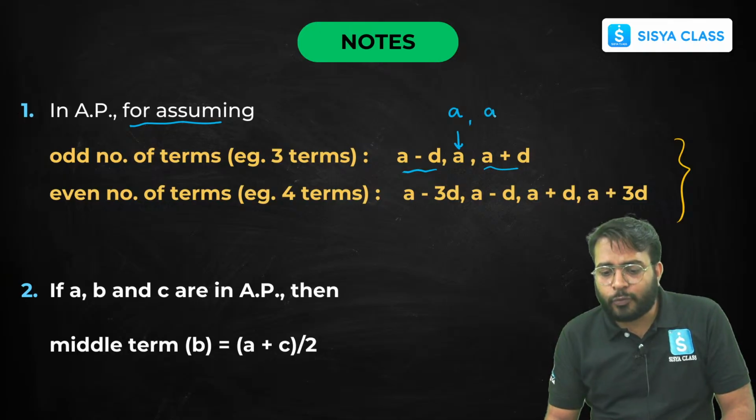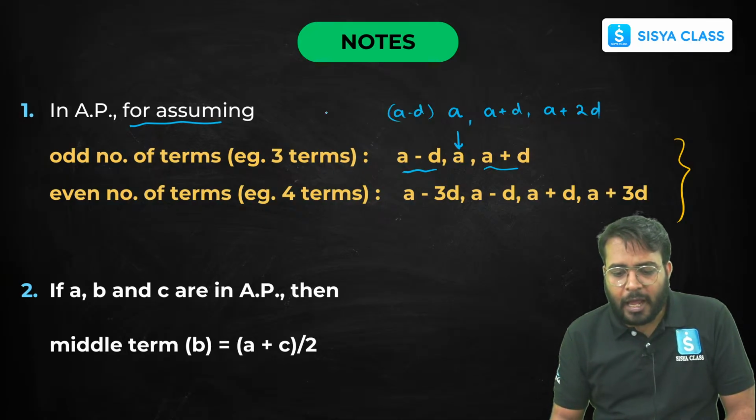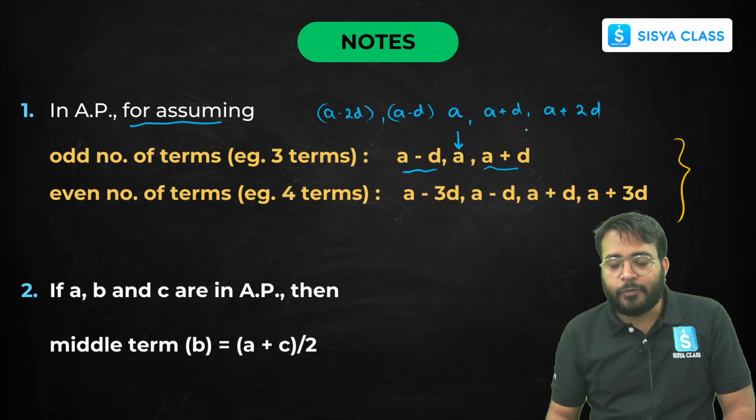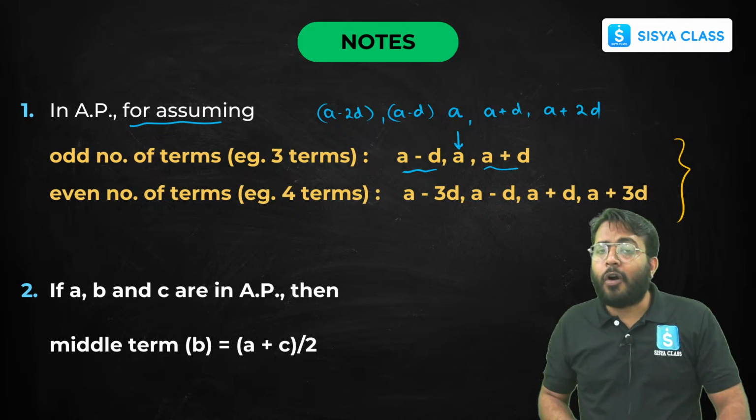Okay, fine. Next, what you will have? You will have a plus d, and then you will have a plus 2d. Yes or no? And here you will have a minus d, and you will have a minus 2d. Yes or no? So these are going to be your 5 terms, if you want to assume 5 terms. Understood my point? This is how you need to assume your odd number of terms.